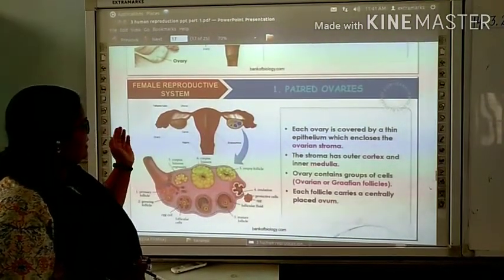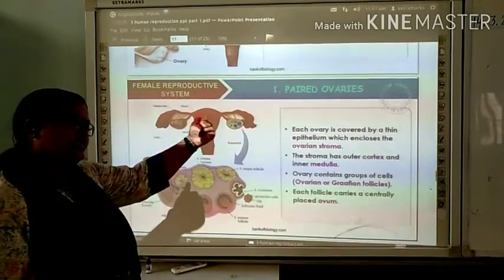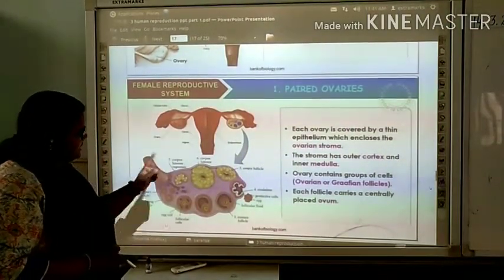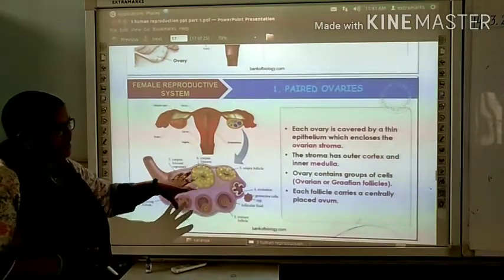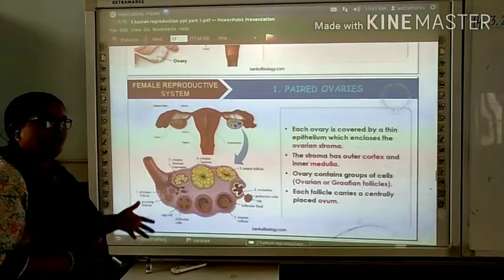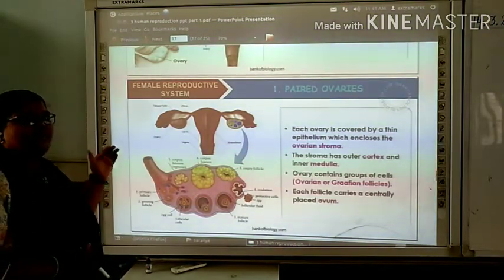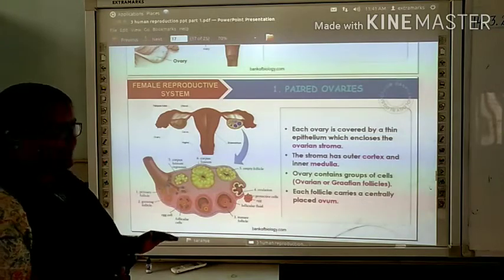So which is inside the ovarian stroma, which is divided into the outer cortex and the inner medulla. And inside the ovary, you can see that there will be a group of cells. These group of cells are known as ovarian follicles or Graafian follicles, right? And these follicles will be in different stages of their development.